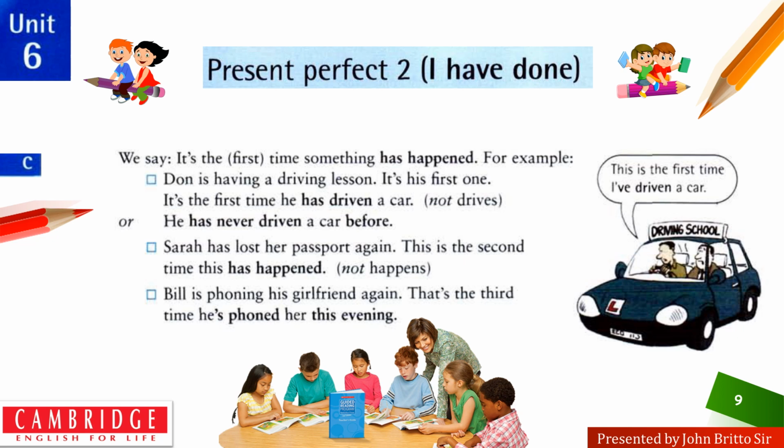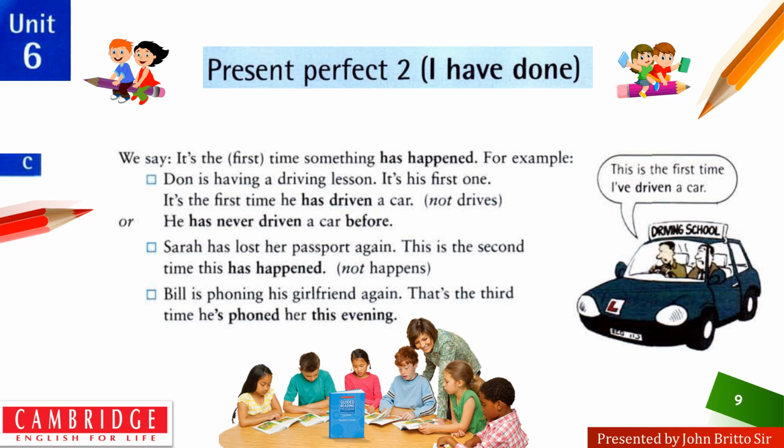You see? If you want to say something that has happened for the first time, then you can use present perfect tense. It is the first time something has happened. Next one, Sarah has lost her passport again. This is the second time this has happened. You see now?